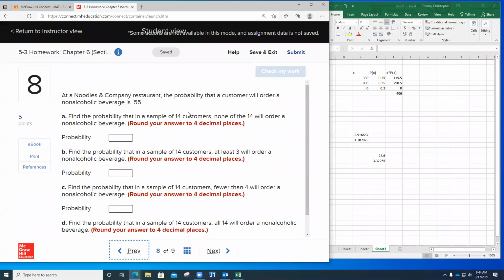All right, so for this problem, at a noodle company restaurant, the probability a customer will order a non-alcoholic drink is 55%, or 0.55. Find the probability that they sample 14 customers and none of the 14 will order a non-alcoholic drink.